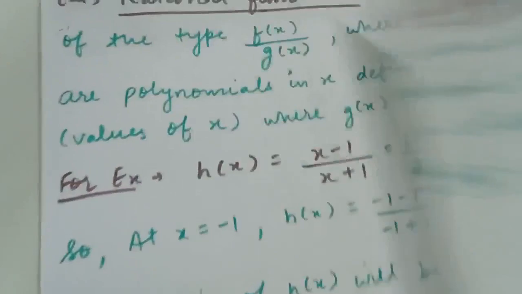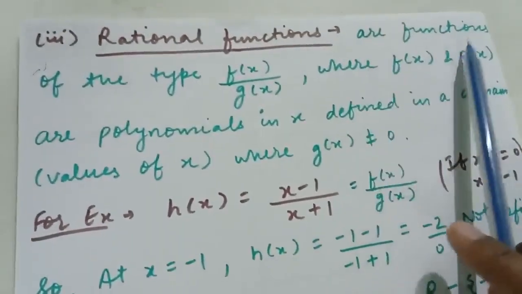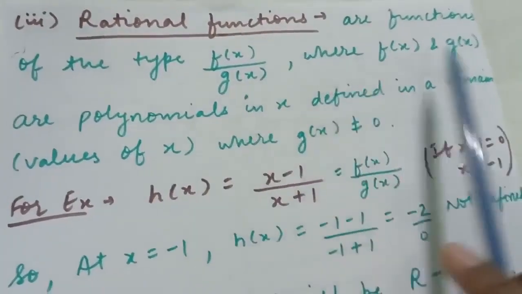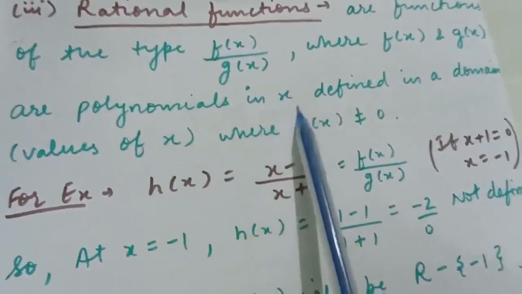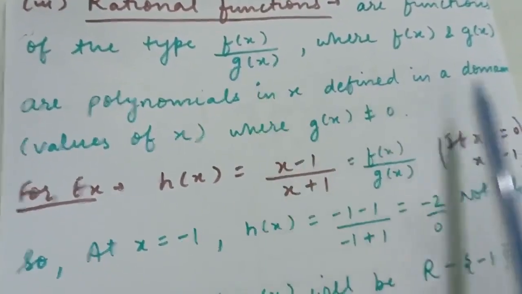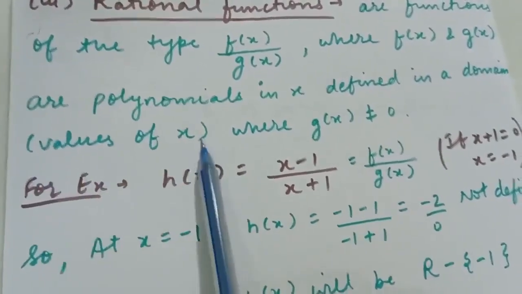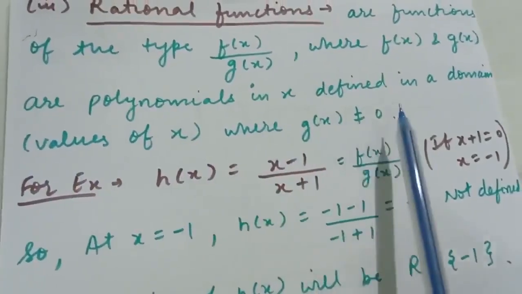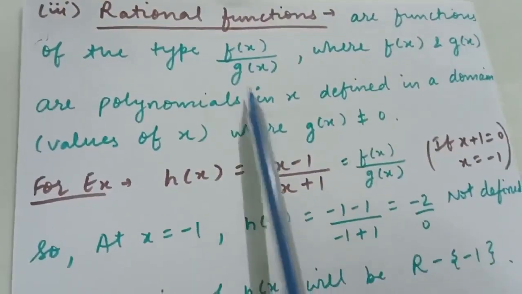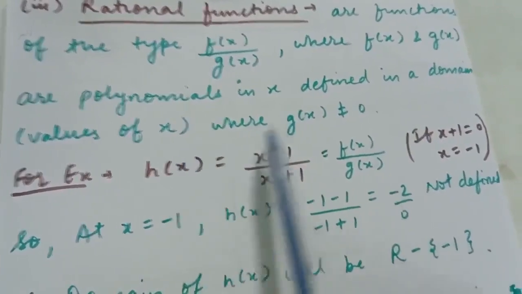Now next is rational functions. Rational functions are functions of the type f(x) upon g(x), where f(x) and g(x) are polynomials in x defined in a domain. This rational function is defined on those values of x where g(x) is not equal to 0. Right? A rational function is of this type and it will be defined for those values of x where g(x) is not equal to 0.